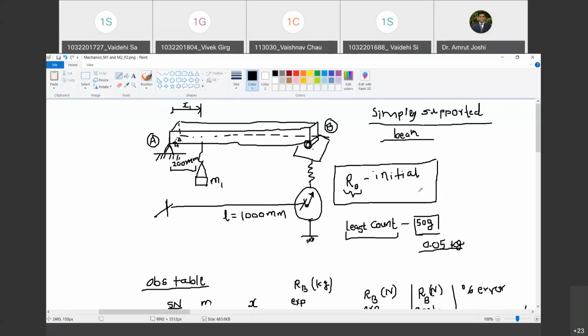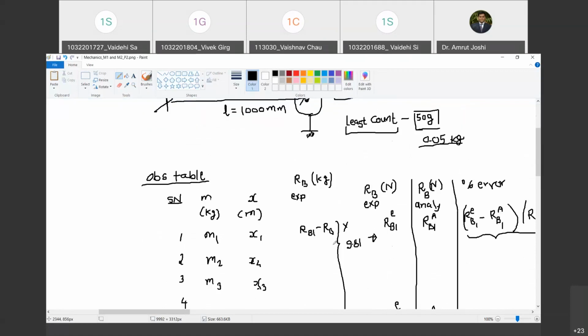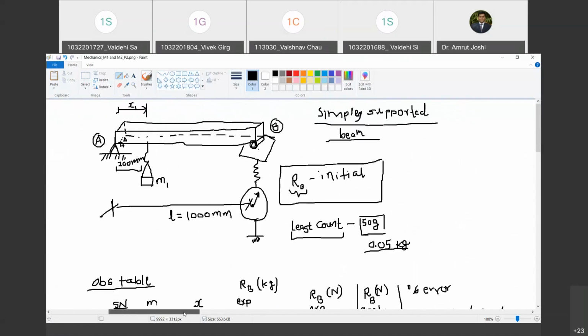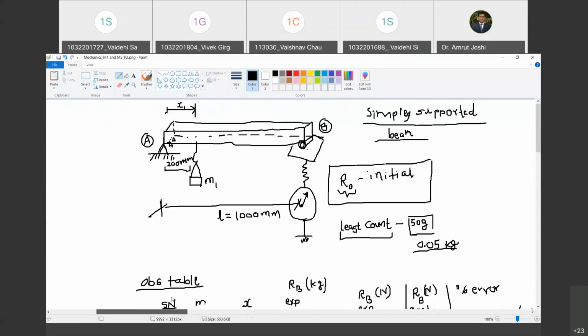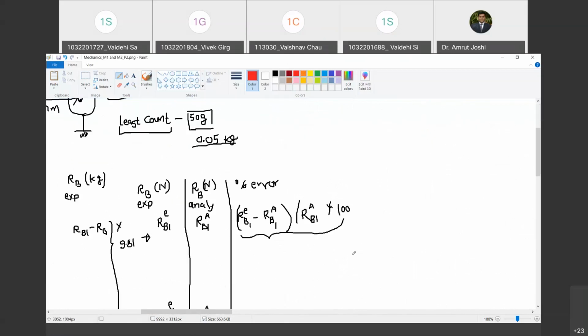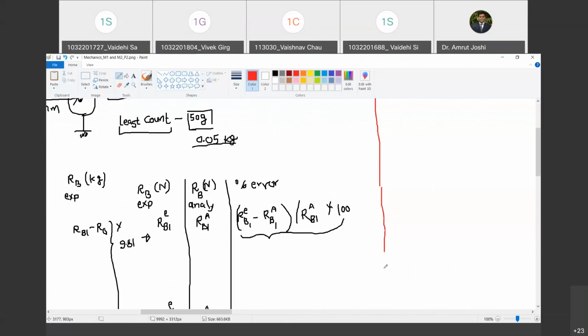Now, before we go to the analytical expressions of RB, let us talk about the second part of the experiment and its experimental procedure. Are you with me? Yes, sir. So let us complete that discussion, and then we will discuss how to analytically find out the value of RB in the first case as well as in the second case. Happy? Yes, sir. So let us go ahead.